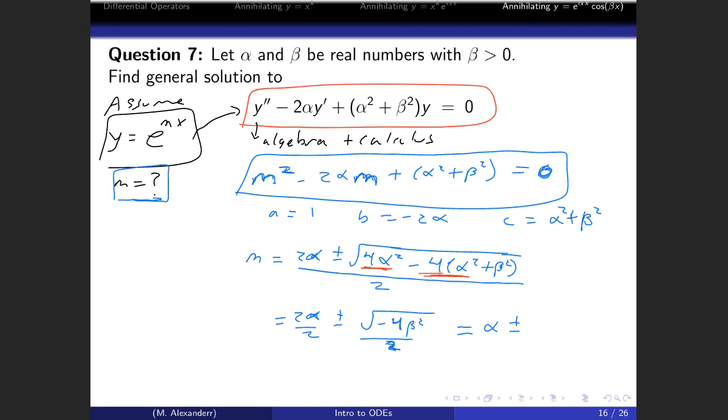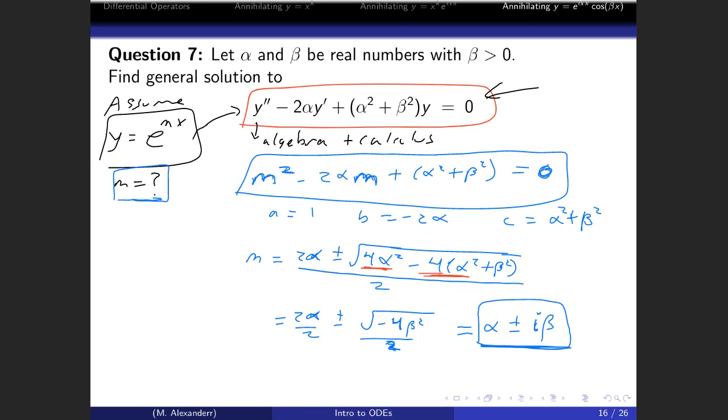But now what we're going to do is take out the square root of -1, which gives us i. So this is going to be i beta. So that's what you get after you do a little bit of algebra, and so you get alpha plus or minus i beta. So what was the original question? Very lengthy, right? But what was the original question? The original question is, what is the solution to this differential equation?